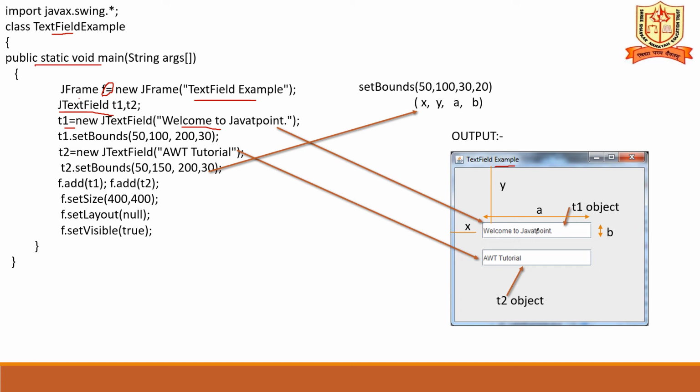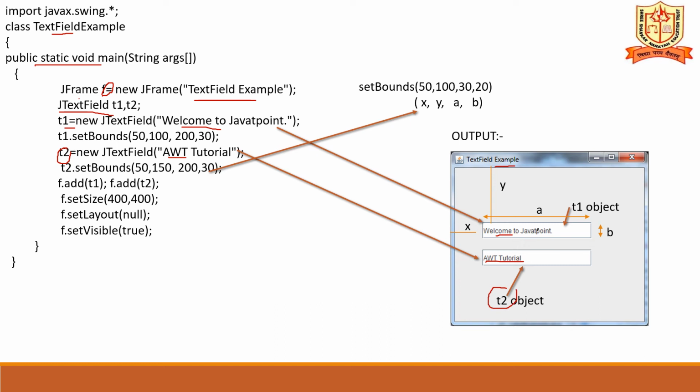That is welcome to Java point. And next you are creating the object of the second text field, that is new TextField. What is this parameter passing here? String parameter. The name of the text field is AWT tutorial. That is the T2 object.